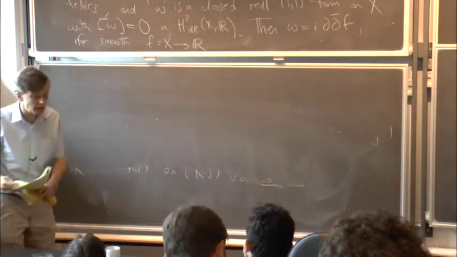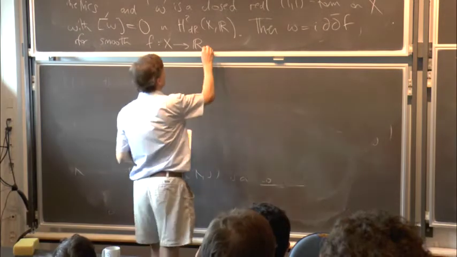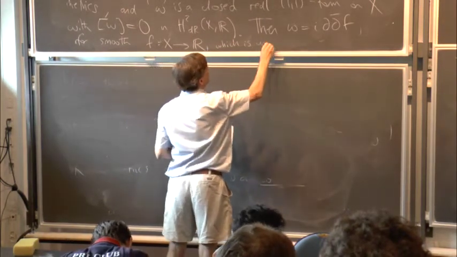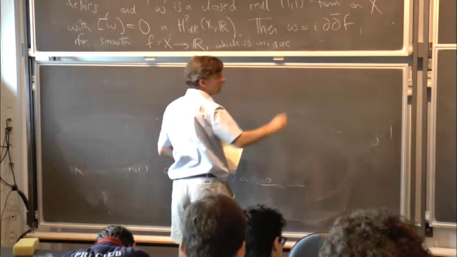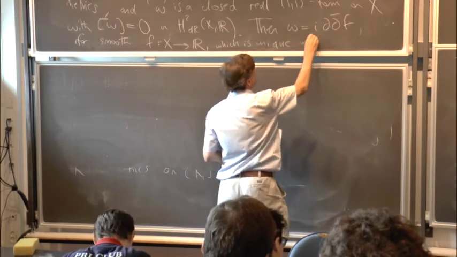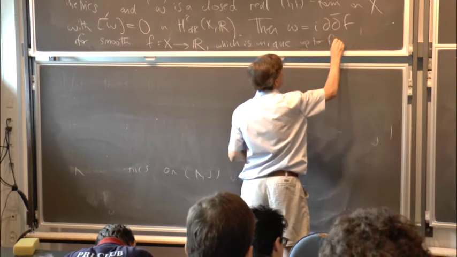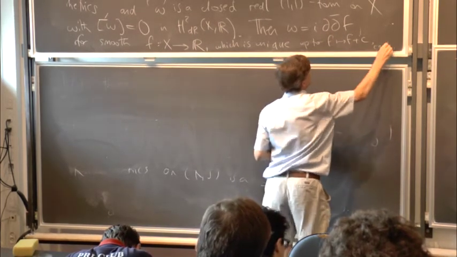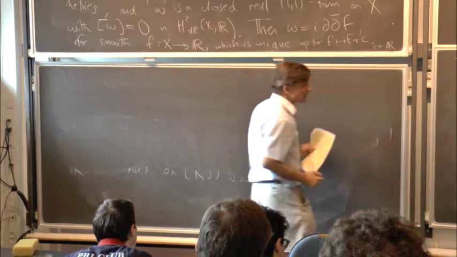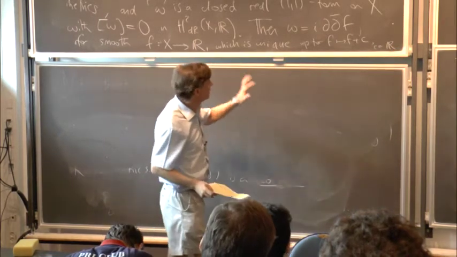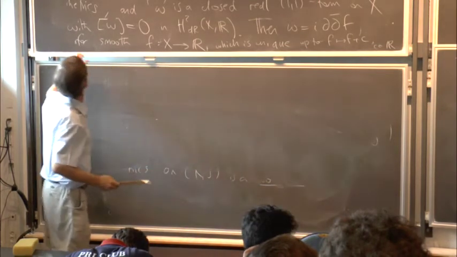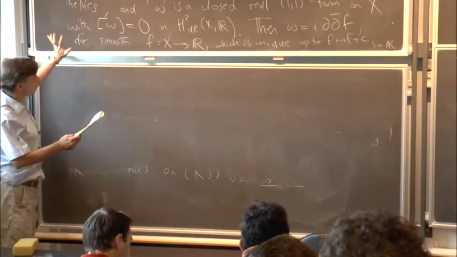And in this case, we can actually say something a bit more. The f is unique, well, not completely unique, but up to addition of a constant, f goes to f plus c for c in the reals. Well, that's if X is connected. If X is not connected, then you get to add a constant for each connected component of X. So this is a powerful fact.